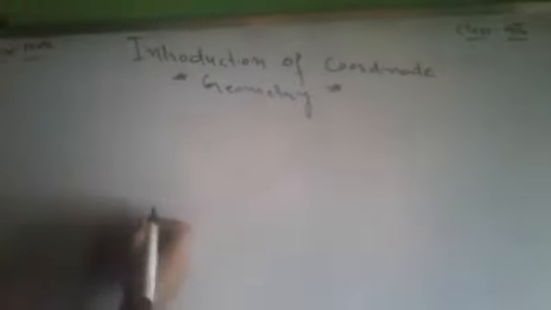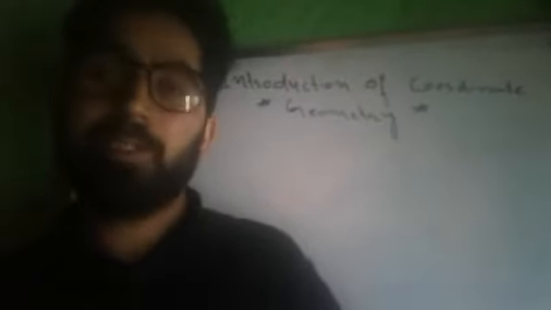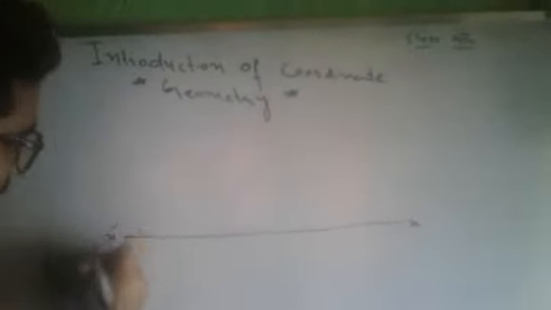Coordinate geometry, suppose we can say it's an algebraic expression which is used to show in a Cartesian plane, or we can say graph. Suppose we have a straight line, a horizontal line. Let me call this x, and here we can call it x dash.